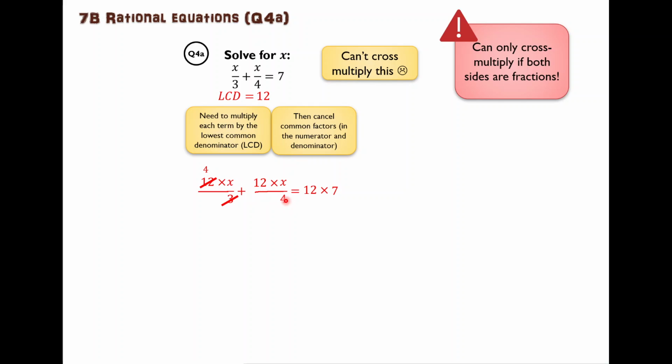Over here, I can also cancel. 4 goes into 12 3 times. So I divide 12 by 4 to get 3. 4 divided by 4 is 1. So the bottom of the fraction just disappears. Dividing by 1 doesn't do anything. And on the right-hand side, I can figure out the answer to that too, but maybe one step at a time. This right-hand side, 12 times 7, is 84, so I can replace that with 84.